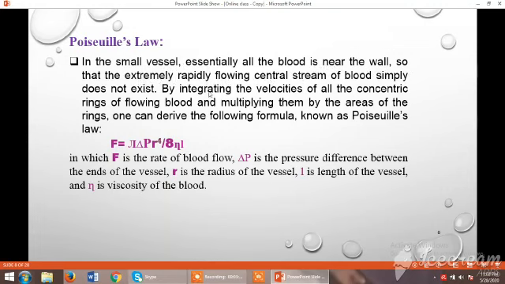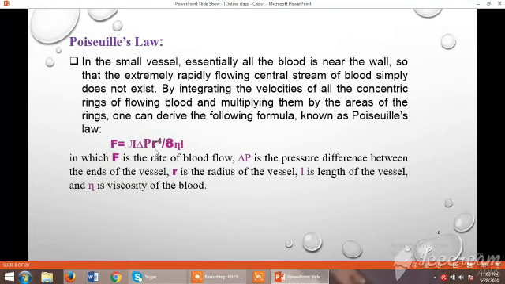By integrating the velocities of all the concentric rings of the flowing blood and multiplying them by the areas of these rings, one can derive the following formula. This law is just F equals pi delta P R to the power 4 divided by 8 eta L. Here, delta P is the pressure difference. I actually defined it earlier.